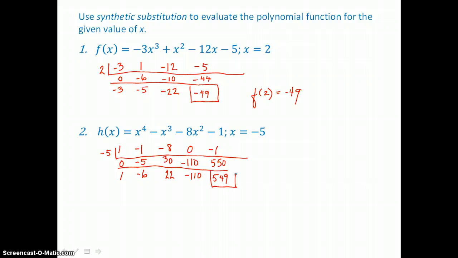So the value of this function when x is negative 5 is equal to 549. Now, whether we use direct substitution or synthetic substitution, we will get that value for this function.